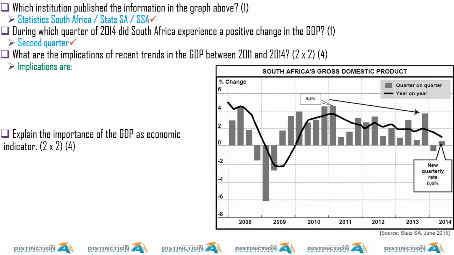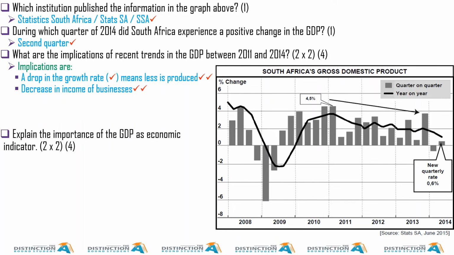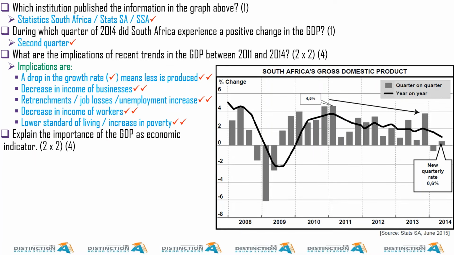Back to the questions. What are the implications of recent trends in the GDP between 2011 and 14? All right, the implications are a drop in the growth rate means less production. You see this thing here. So there's a drop, as you can see, decrease in income of businesses, retrenchment, decrease in income for workers, low standards of living.